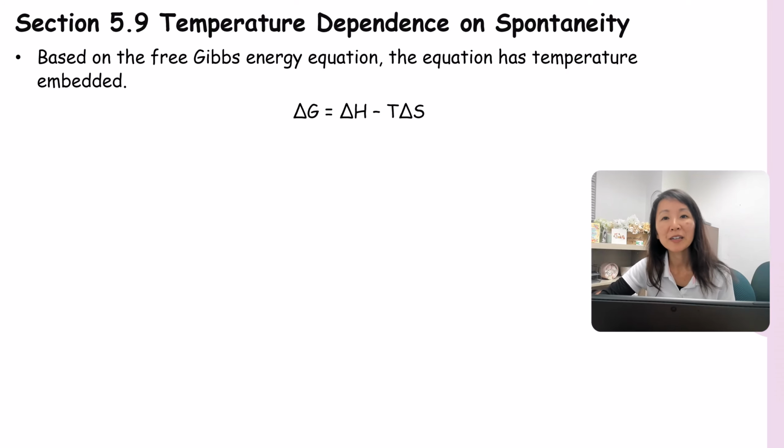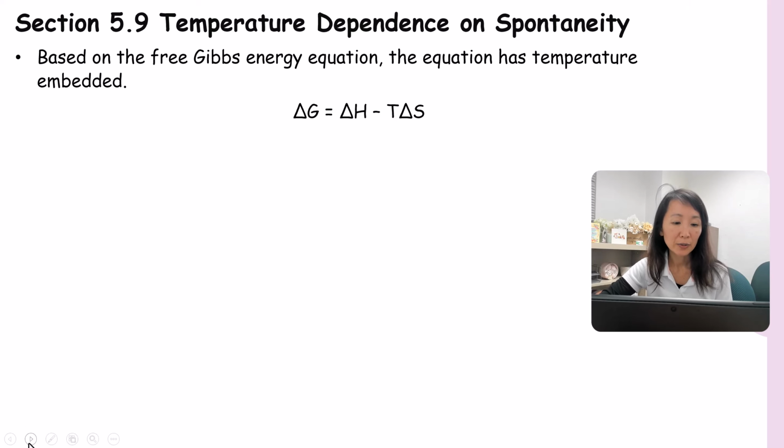Based on the Gibbs free energy equation, we see that there is one important component that we haven't really covered, and that would be T, or the temperature. We can't neglect this T because it's part of the free energy equation. So although delta G, or the spontaneity, has a lot to do with the entropy and the enthalpy, we need to incorporate the temperature as well.